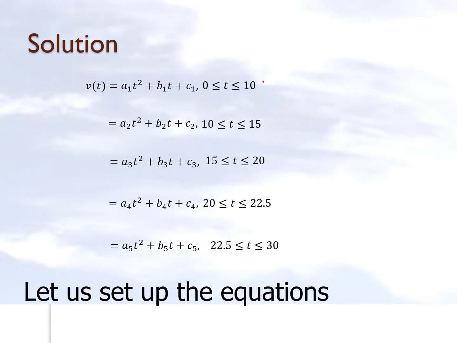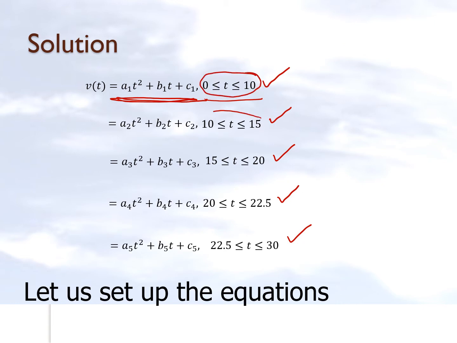So since we have 6 data points, we'll have 5 quadratics, and these are the quadratics which are going to exist in the domains given. So let's suppose we have the first quadratic, which is a1t squared plus b1t plus c1. It will exist for the domain of 0 to 10. Then the next one will go from 10 to 15, and so on and so forth. So as you can see from here, we have 5 quadratics, and each of the quadratics has 3 unknowns. So that makes it the 15 unknowns which we have to find.